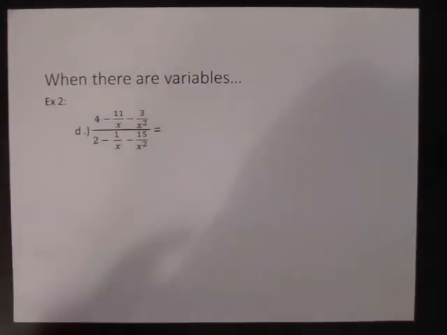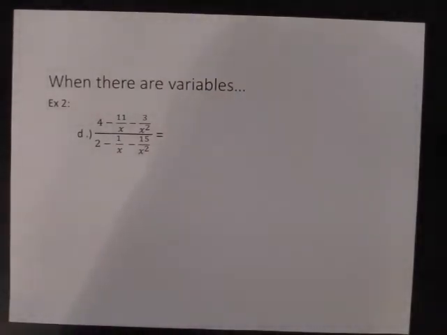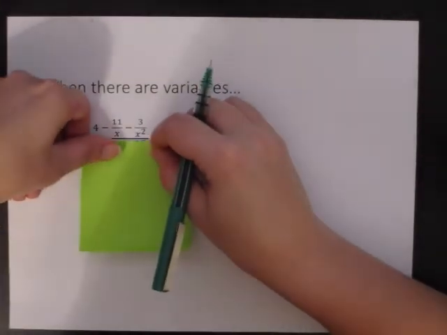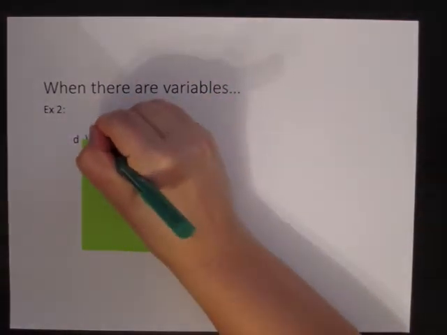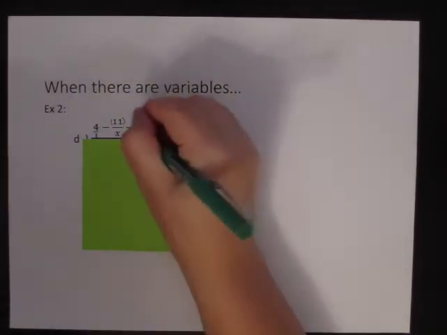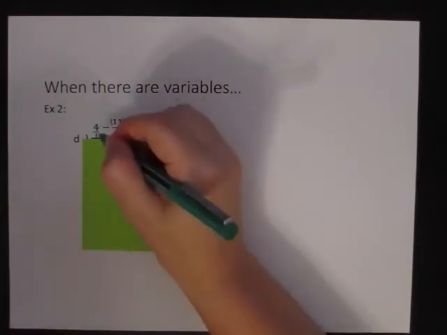So now, this is the last problem that we're going to do, but it looks a little bit more intimidating, but I think it might be a little bit easier than that last problem that we just had. Okay? So, what I want you to do is cover up your denominator, and let's just focus on the numerator. So underneath the 4, I'm going to put a 1, and I've got 4 over 1 minus 11 over x, so I'm going to put this in parentheses because it's subtraction, minus 3 over x squared.